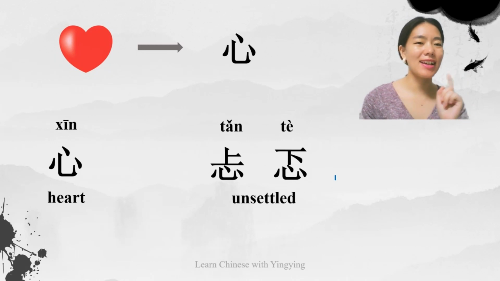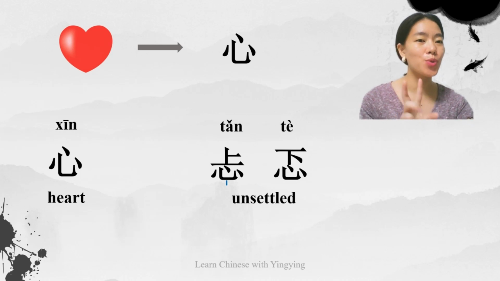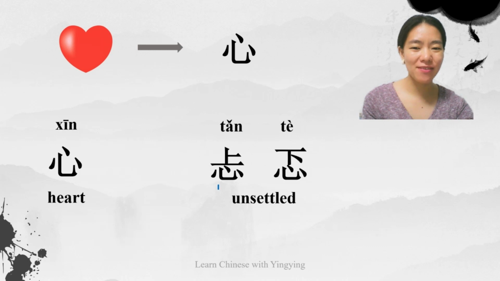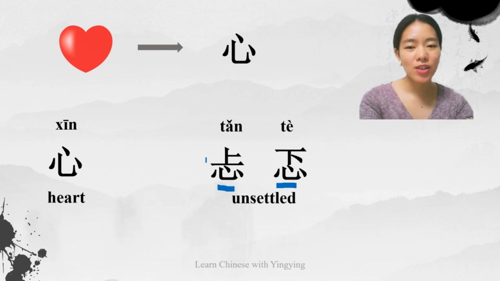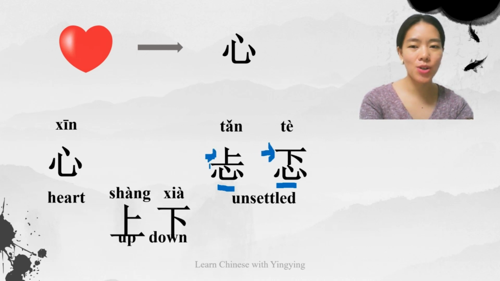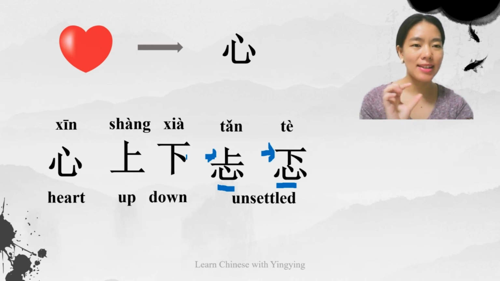Okay, this is the last one we are going to learn in this lesson. And actually, these are two words, but they are often used together. So let's learn them together. So can you find the heart in these two words? Okay, very obvious at the bottom of it. And actually, the top of these two words, they are independent Chinese characters, and it means up and down. And the pronunciation of it is 上下.